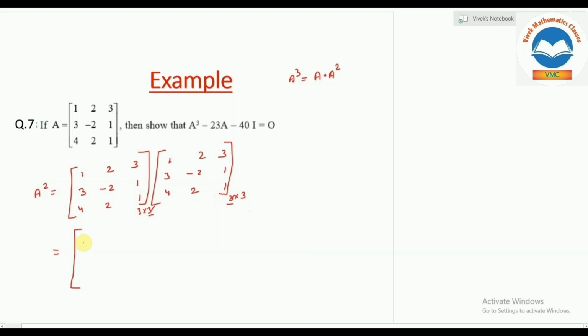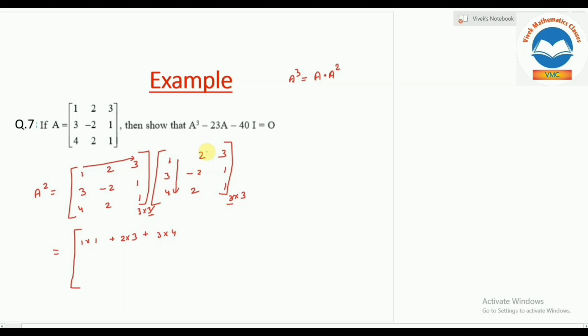So we will find first one, A11. You have to find 1 1. A11 is first row, first column. So I will multiply this first row with first column. So what you will get? You will get 1 into 1 plus 2 into 3 plus 3 into 4. This we got A11.